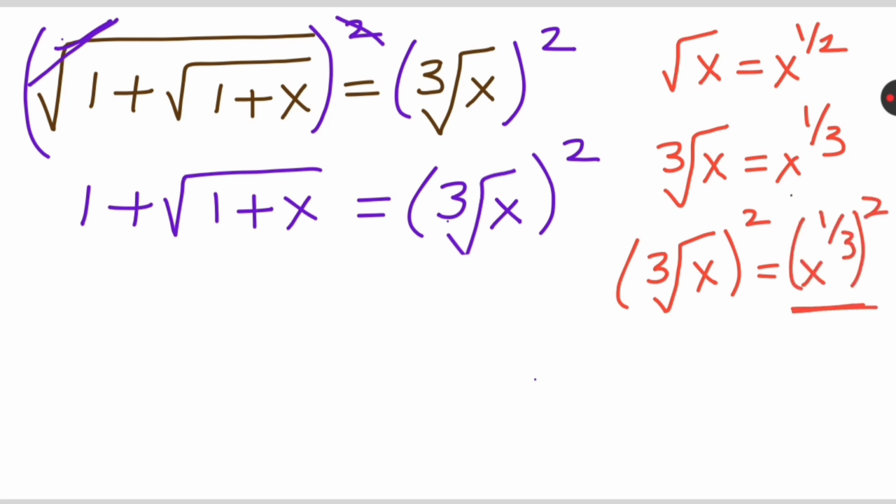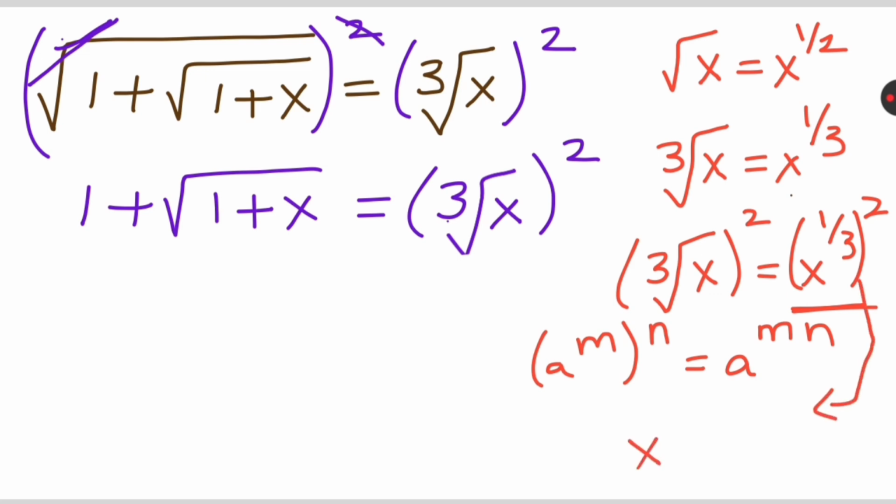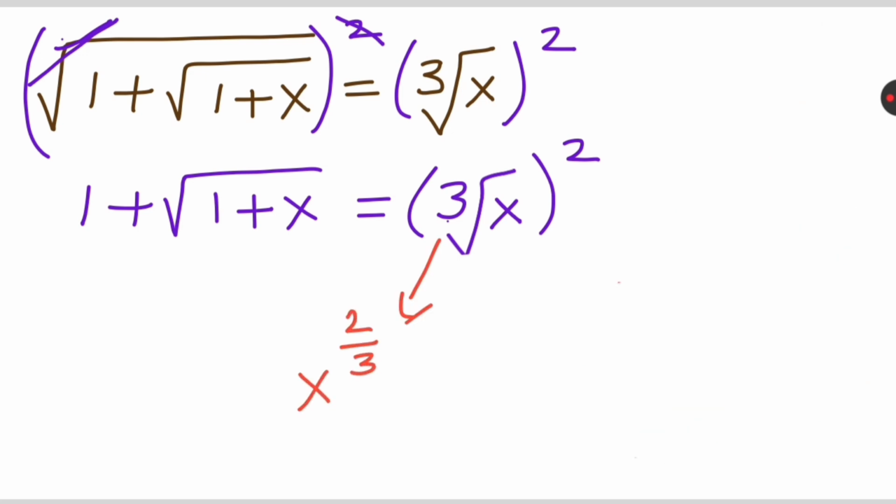Now it is in the form of a raised power of m whole raised power of n. So we can write this as a raised power of m times n, isn't it? So we can write this as x raised power of 1 over 3 times 2. We can write this as x raised power of 2 over 3. On the left hand side we have 1 plus square root of 1 plus x, that is equal to x raised power of 2 over 3.